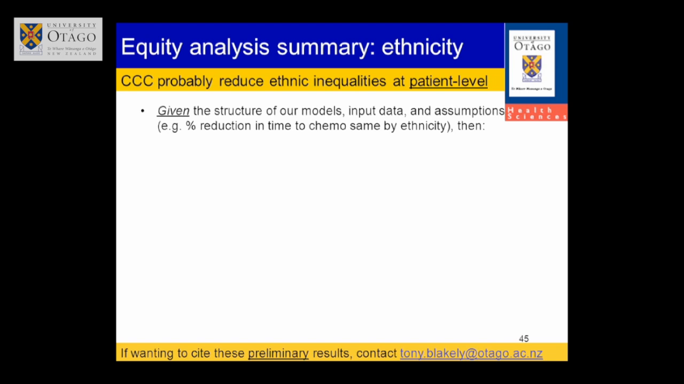And essentially what we're doing is structured assumption making, structured assistance to policymakers to make a decision, accepting the assumptions and the structure we've put around our imaginary world. Given that structure and some of the assumptions, for example, we assume the percentage reduction in time to chemo is the same by ethnicity, and if Māori are waiting longer, therefore the absolute number of days they gain on expectation is greater because we assume constant percentage.